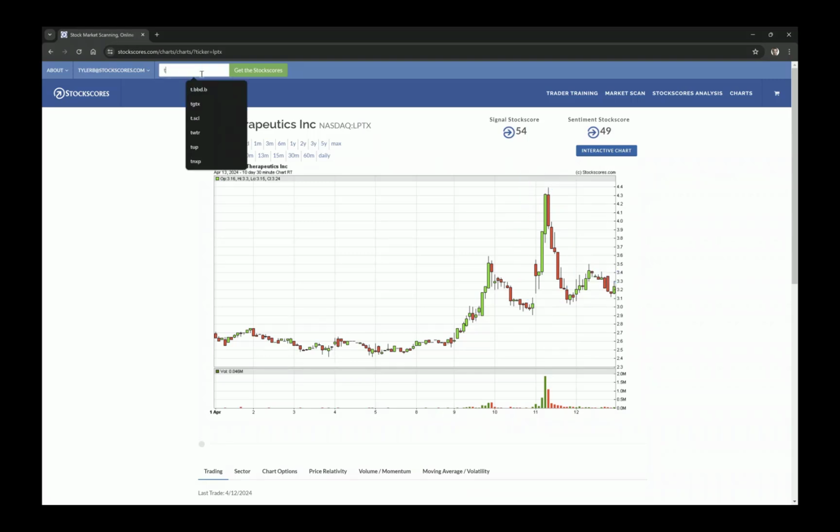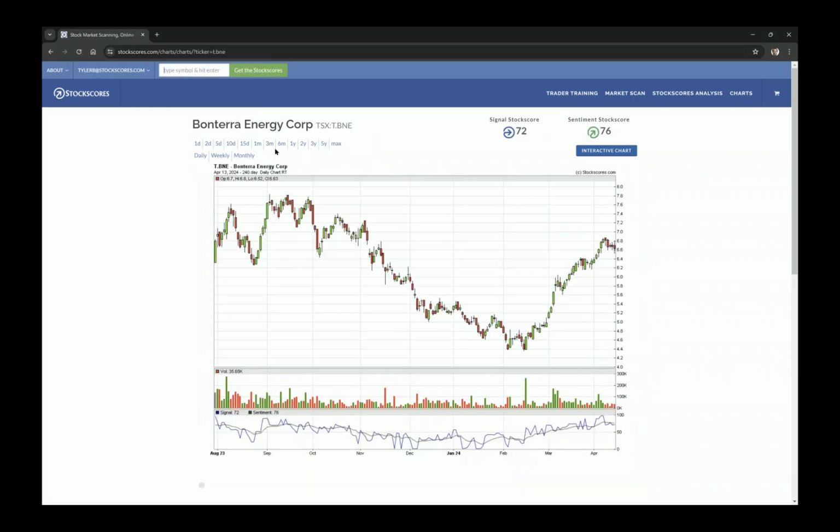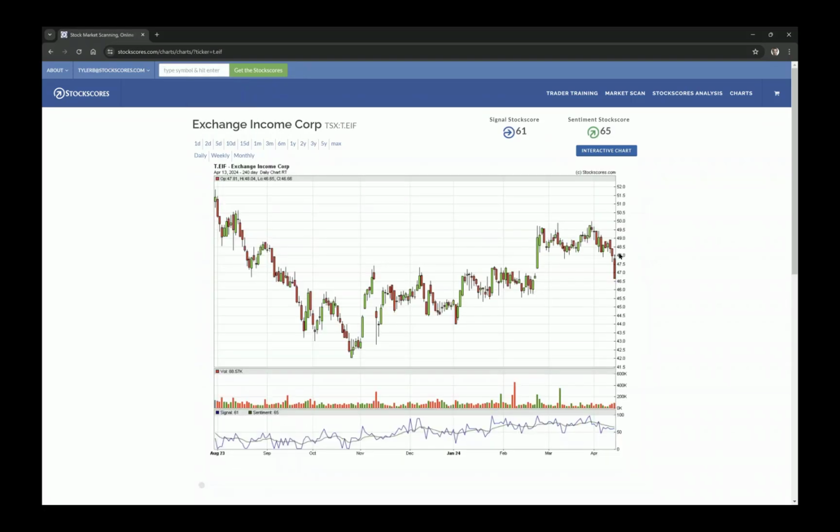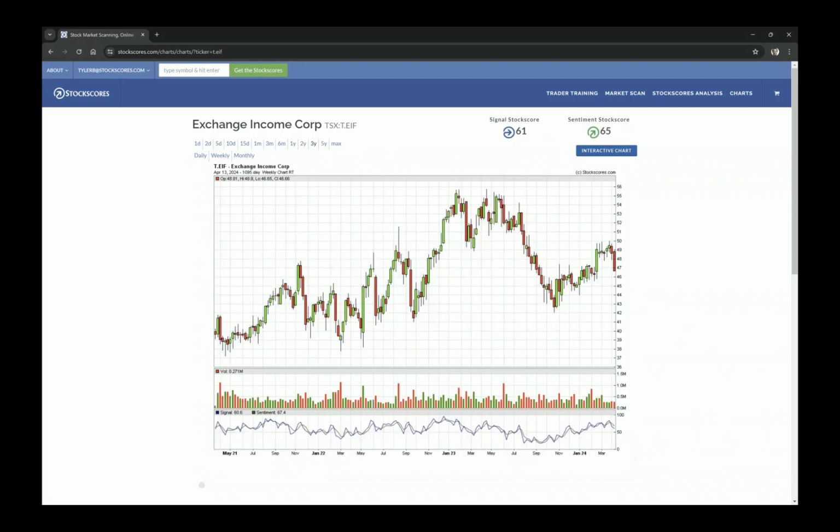All right, T.BNE. Hold, wouldn't buy it, but it's a hold as long as the upward trend is not broken. So something like that. If it starts to break the upward trend from a falling top, I'd be a little bit concerned. T.EIF, a little bit of a breakdown on Friday. It's not terrible yet, but if it goes through this floor at 45.50, I would be concerned. Just taking a look at the longer term chart. Yeah, I don't love it. I'd say slightly negative on that one.